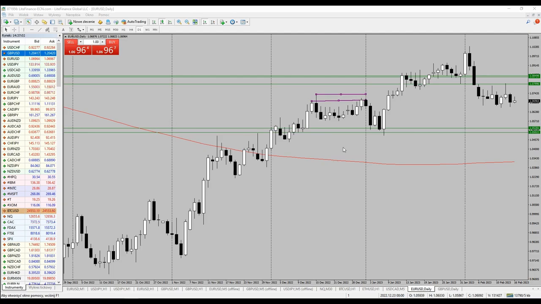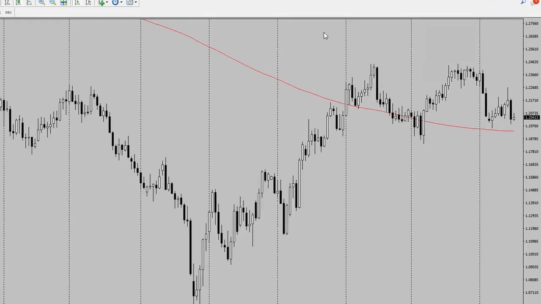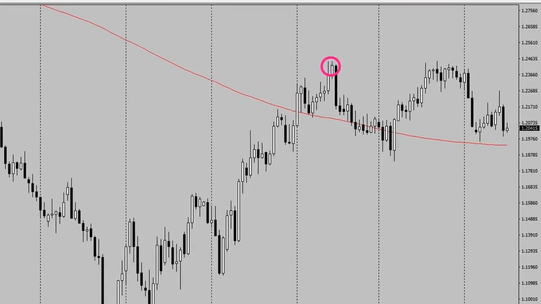But let's make a few more lines just for you to understand how to make it. This time we have the cable over here, and what is very significant is somewhere around this level over here. Why? Because from here we went lower, much lower.